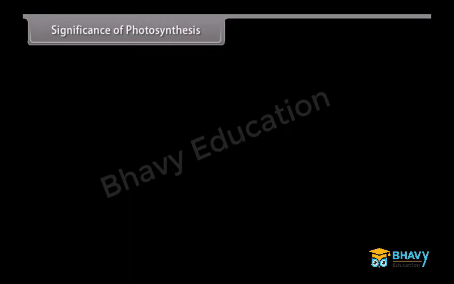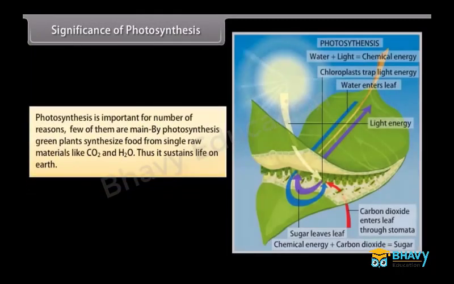Significance of photosynthesis. Photosynthesis is important for a number of reasons. A few of the main ones are: by photosynthesis, green plants synthesize food from simple raw materials like CO2 and H2O. Thus, it sustains life on Earth.